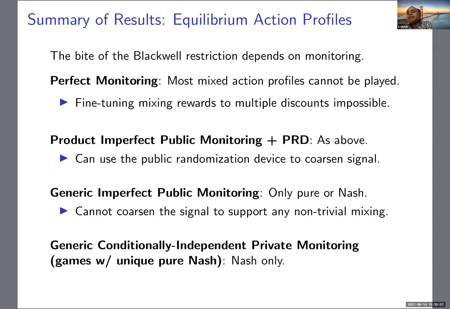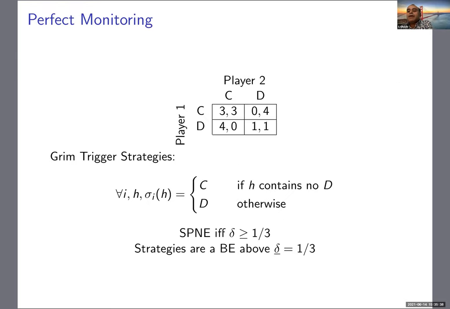And finally, in the extreme case, and this is a result that we are still working out some details on, with generic conditionally independent private monitoring and games with a unique pure Nash equilibrium, in fact, we cannot even support pure actions. We can support Nash only. And it's impossible to support less than Nash, because that's always there. That was our original motivation for saying there always exists an equilibrium. So we can't get rid of that. Okay.